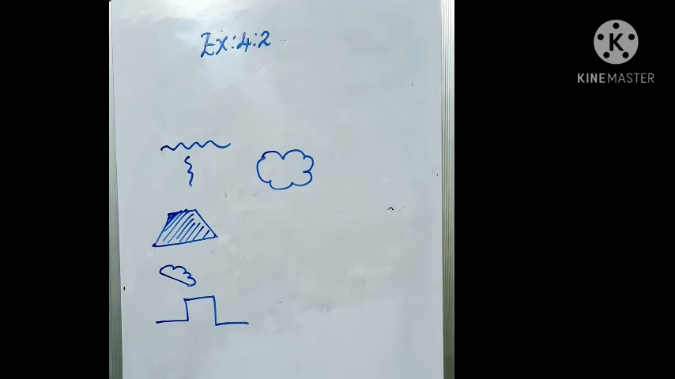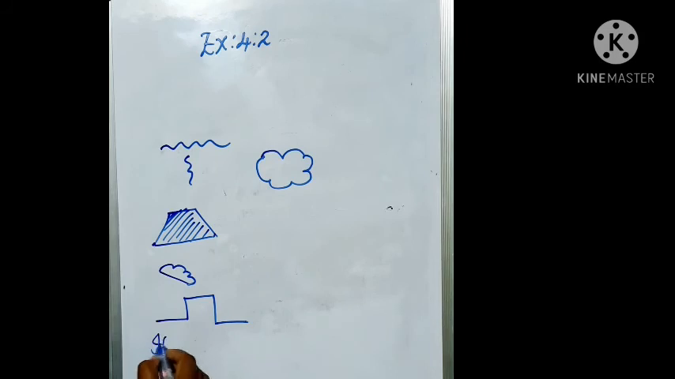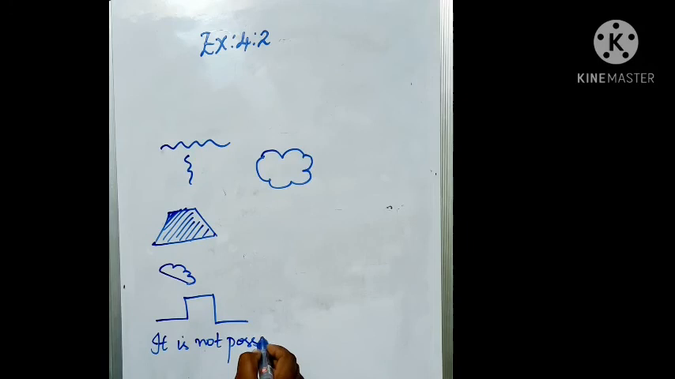Next is C. A polygon with two sides. Can you draw a polygon with two sides? For a polygon, minimum you want 3 lines, isn't it? So it is not possible. You can write that with 2 lines you can't make any polygon.